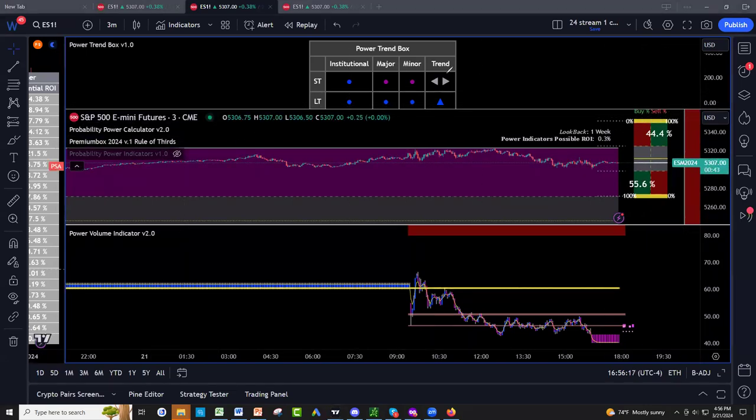We come and we go from up to sideways. That's the first warning here. We start having minor and major retail blocks selling the market at the top. Sell, buy on blue, sell on purple.